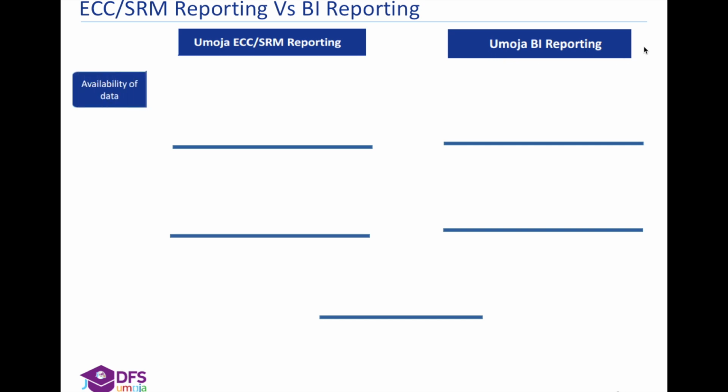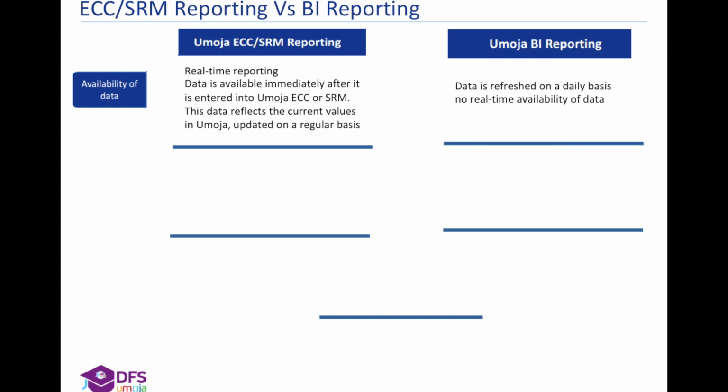Some things to keep in mind from Umoja ECC SRM reporting versus Umoja BI reporting. First of all, availability of data. So ECC and SRM is real-time reporting. Data is available immediately, as we can see here in the text, and this data reflects the current values in Umoja, updated on a regular basis, while BI, as we've seen earlier in this presentation, data is refreshed on a daily basis, and it's not real-time availability of data.